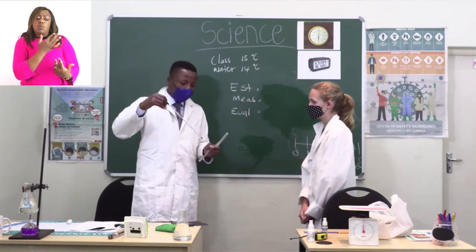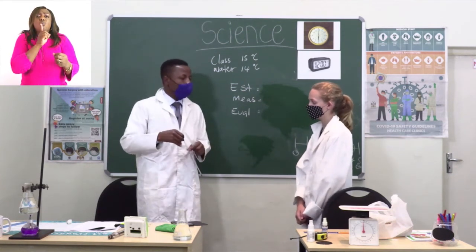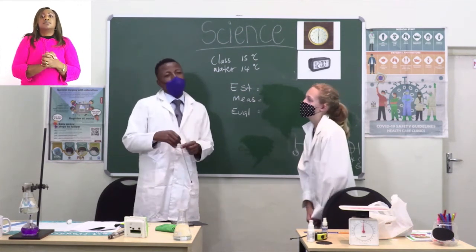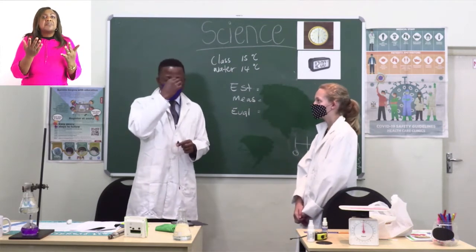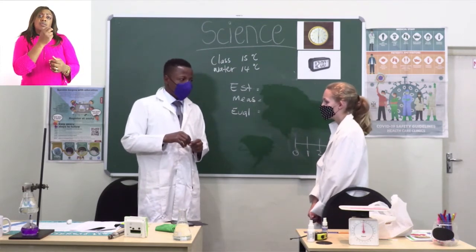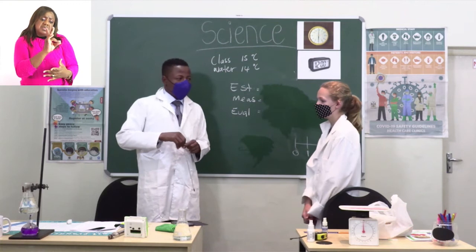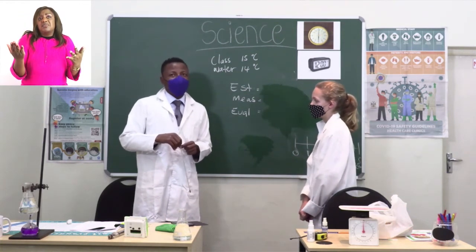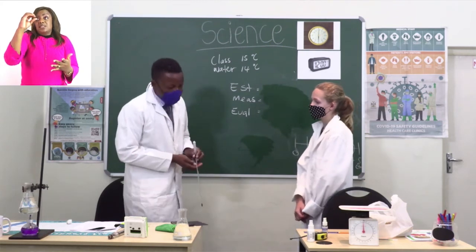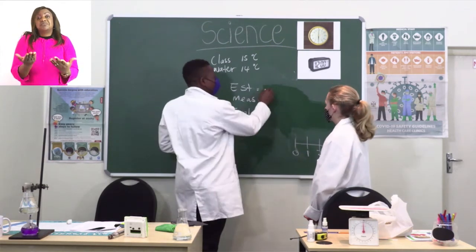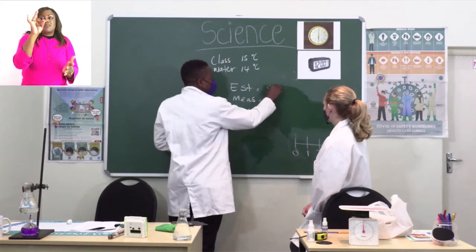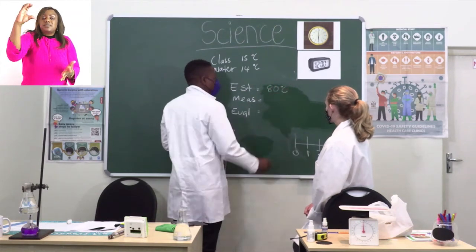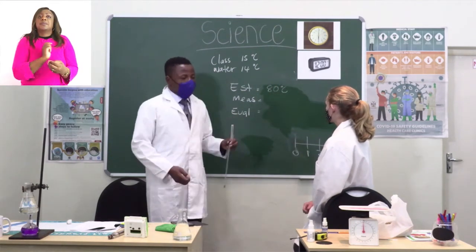Of boiling water. What could be the temperature of boiling water? Can we say maybe 70 degrees Celsius? Or maybe I think 80. Okay, so let us estimate 80 degrees Celsius. So that is our estimation.